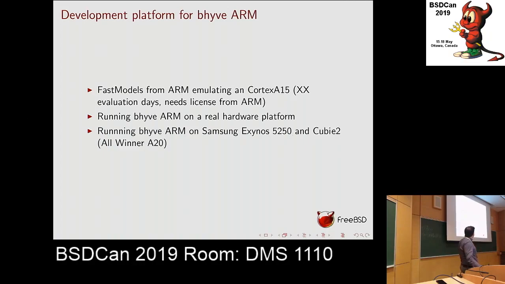Also, we have run Bhyve ARM on real hardware. We started with Samsung Exynos 5250. The problem is that in the process of debugging, we burned out this board, and we couldn't find a place to buy another one. And we moved to Cubieboard 2. It's an Allwinner A20, recommended by Manu at that point.